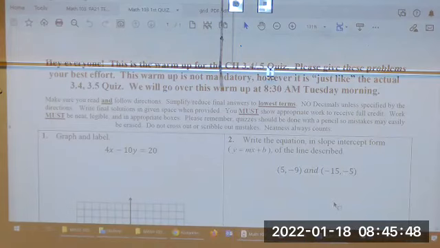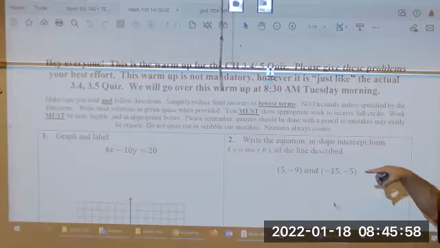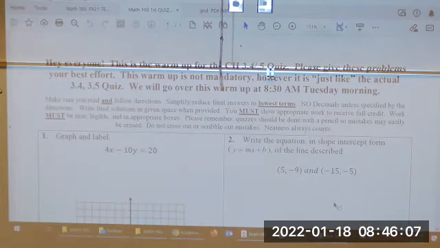No decimals. I put this on every quiz and every test, and I still get, at the end of the semester, people put decimals. Only if the directions tell you, that's when you put decimals. Write your final solution in the given space when provided. Right now, we don't have one of those. You'll see it later. You must show appropriate work to receive full credit. Work must be neat, legible, and in the appropriate boxes.